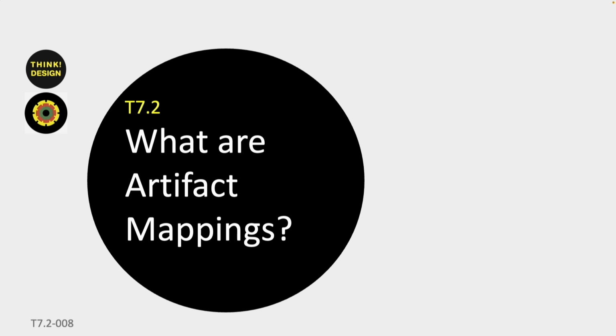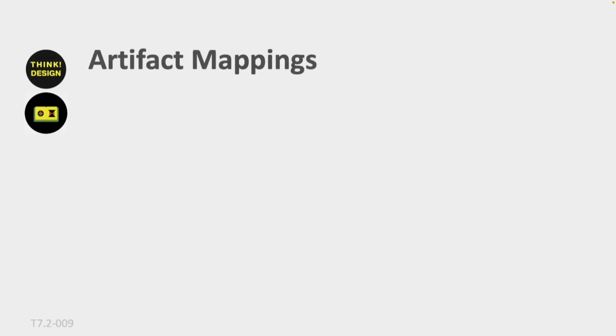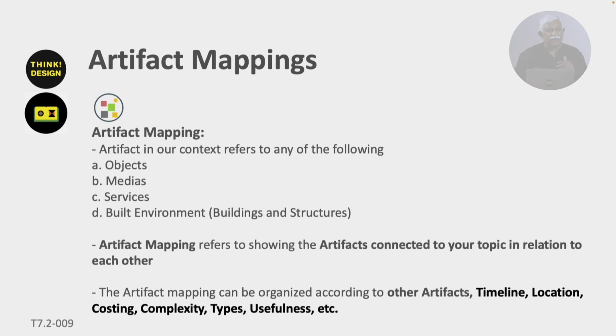So, let us look at what are artifact mappings. Artifact has to do with objects, media, services or the built environment, buildings and structures. The artifacts that are connected with your subject are shown in relation to each other. And you can do it according to timeline, location, costing, complexity, types, usefulness, etc. But the factors could be many. So, you can choose any one of these and do it.